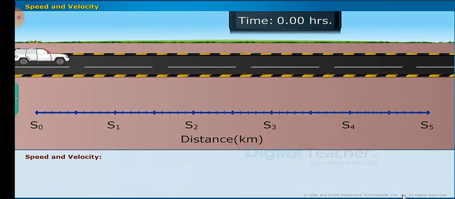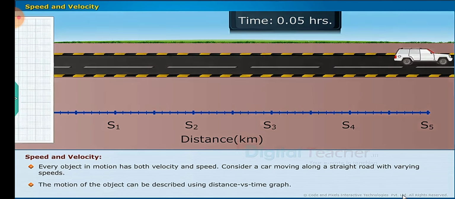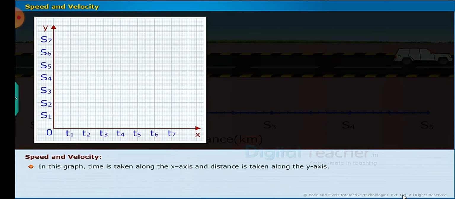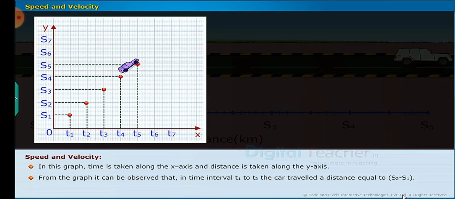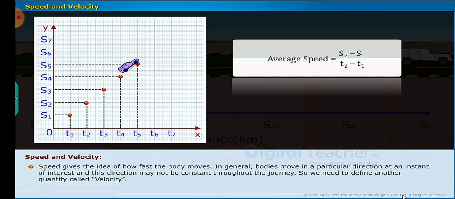Speed and velocity. Every object in motion has both velocity and speed. Consider a car moving along a straight road with varying speeds. The motion of the object can be described using a distance versus time graph. In this graph, time is taken along the x-axis and distance is taken along the y-axis. From the graph, it can be observed that in time interval t1 to t2, the car traveled a distance equal to s2 minus s1. Then the average speed of the car is (s2 minus s1) by (t2 minus t1). Speed gives the idea of how fast the body moves.